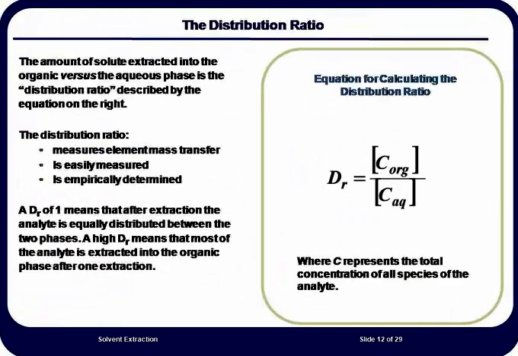During an initial extraction, we would want to use solution conditions that favor a D sub R for the radionuclide of interest of at least 100. This would mean that greater than 99% of the radionuclide would end up in the organic phase. Performing a second extraction with fresh organic phase on the sample solution and then combining the two organic phases would provide greater than 99.99% removal of the radionuclide of interest from the aqueous phase.